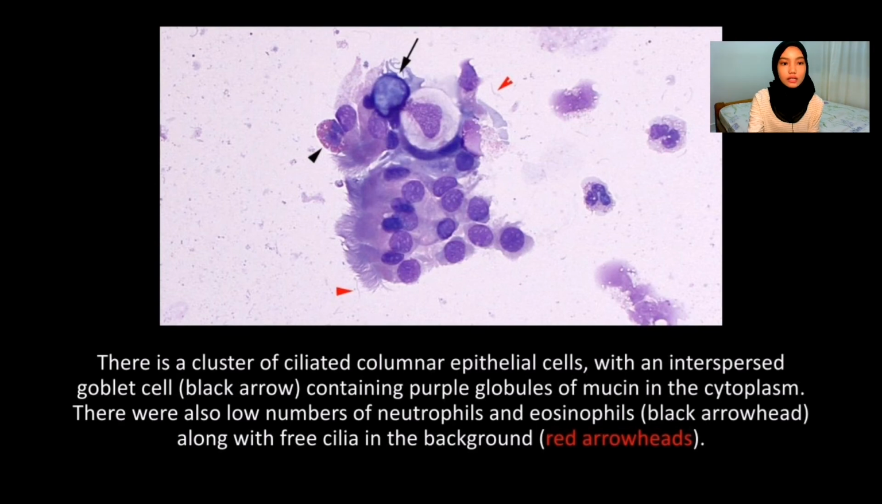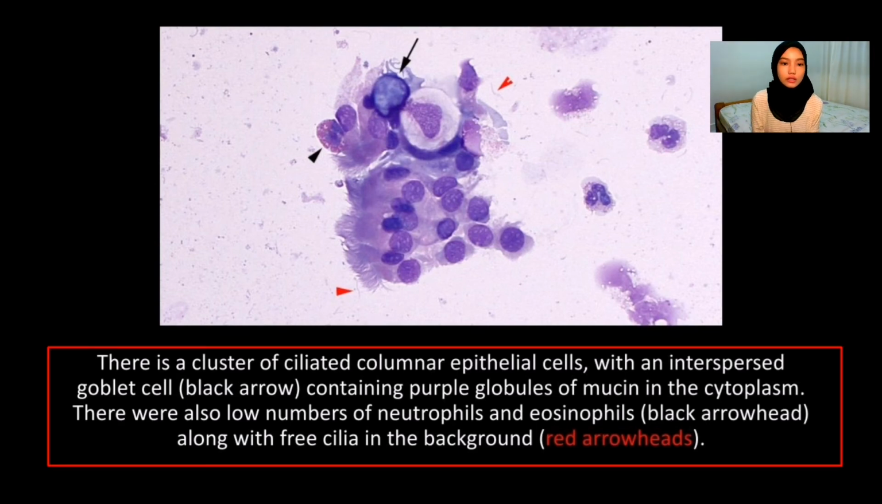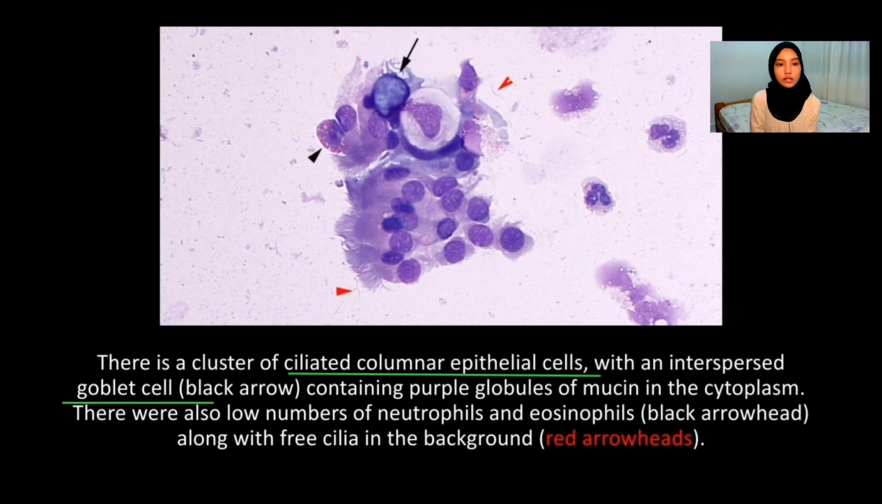So in this slide, there is a cluster of ciliated columnar epithelial cells with interspersed goblet cells, the black arrow, containing purple globules of mucin in the cytoplasm. There are also low numbers of neutrophils and eosinophils, the black arrowhead, along with free cilia in the background, indicated by the red arrowhead. Ciliated columnar epithelial cells and goblet cells are commonly found in our respiratory tract, and also commonly found in BAL cytology. And there are also low numbers of neutrophils and eosinophils.